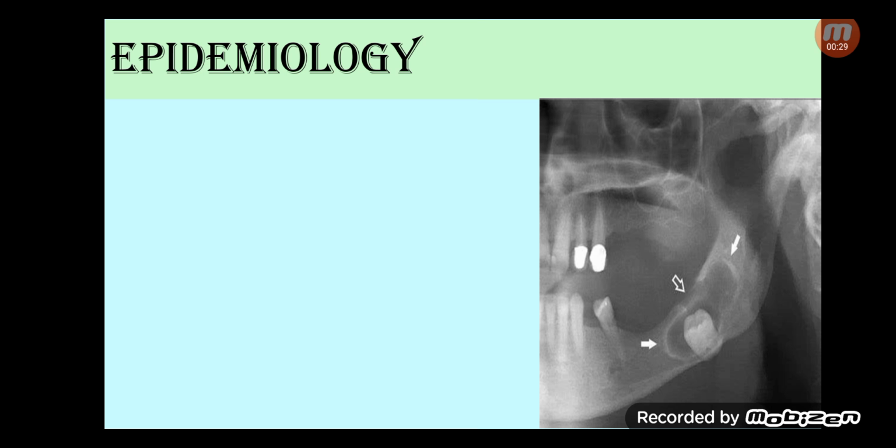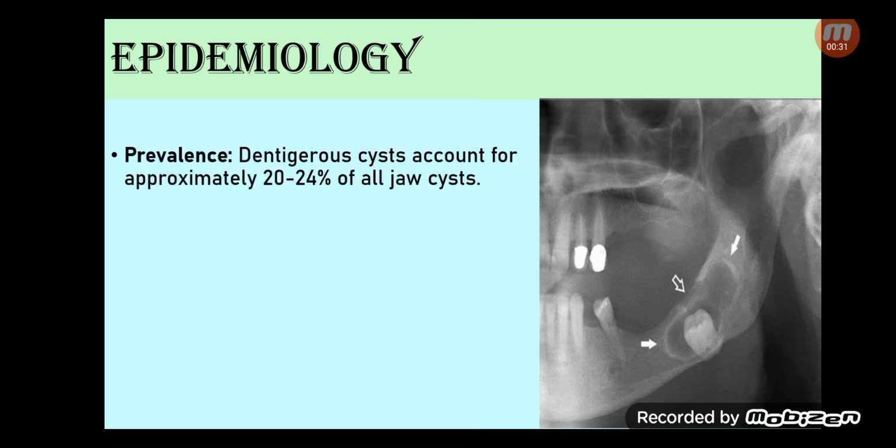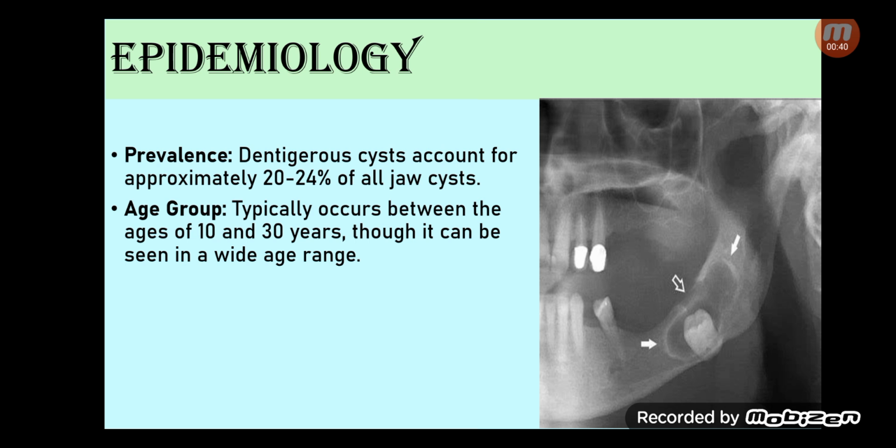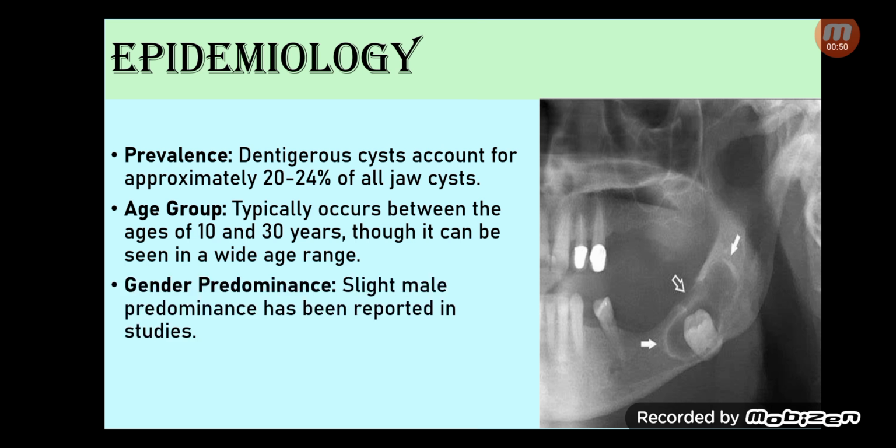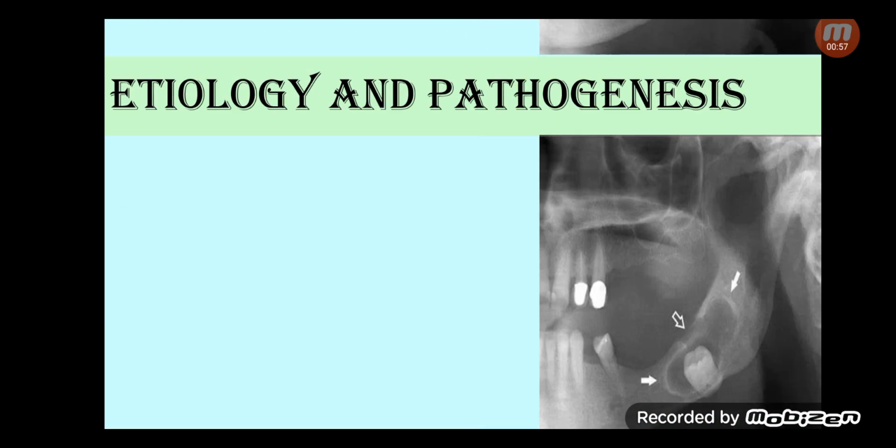Now we will talk about epidemiology of dentigerous cyst. We will talk about prevalence. Dentigerous cysts account for approximately 20 to 24% of all jaw cysts. Now, talking about age group, typically dentigerous cyst occurs between the ages of 10 and 30 years, though it can be seen in a wide age range. Talking about gender predominance in dentigerous cysts, slight male predominance has been reported in studies.